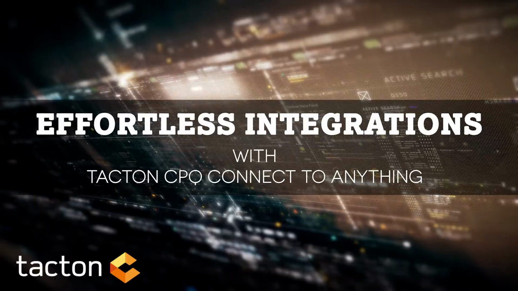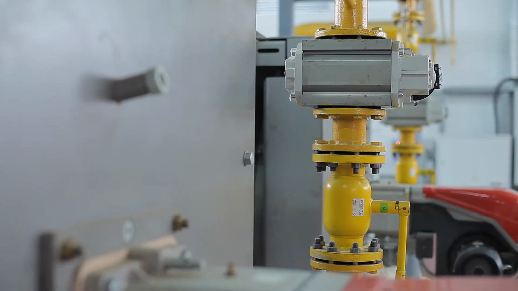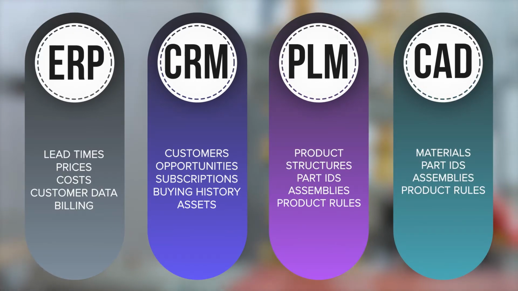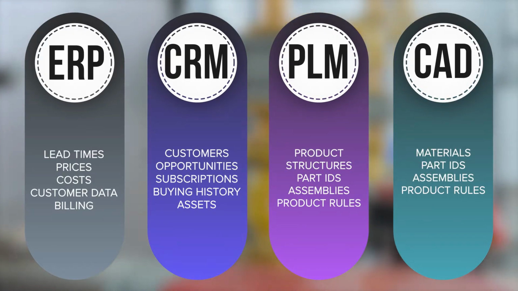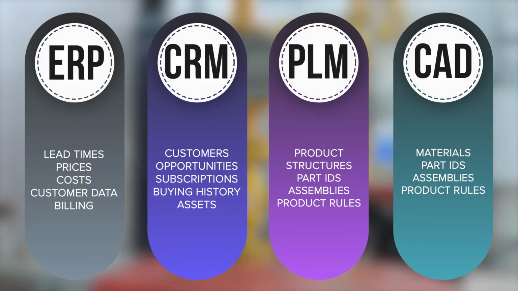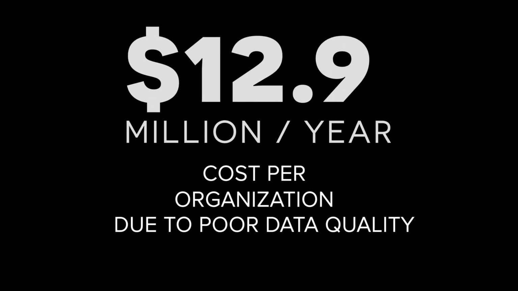Siloed and poorly governed data is a burden to manufacturing companies. With information spread out in different enterprise systems, your sales and order fulfillment teams will base critical business decisions on wrong or outdated data, leading to internal frustration, inefficient business processes, and in the end, customer dissatisfaction.